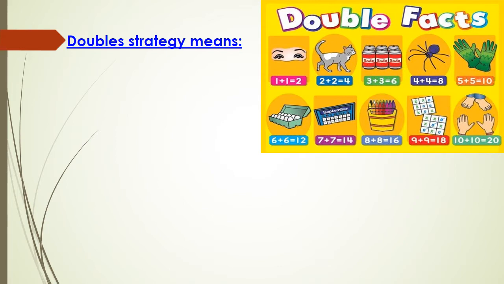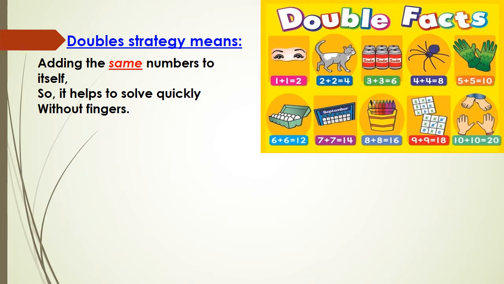So we can deduce that doubles strategy means adding the same numbers to itself. So it helps to solve quickly without fingers. So doubles means adding same numbers, like 1 plus 1, 2 plus 2, 3 plus 3, 4 plus 4 and so on. Okay?